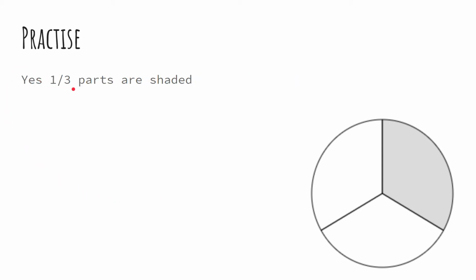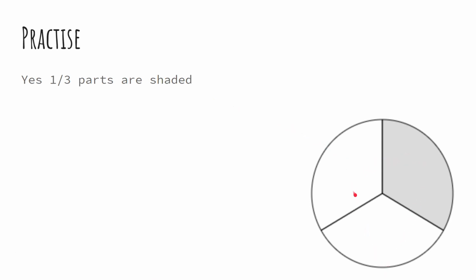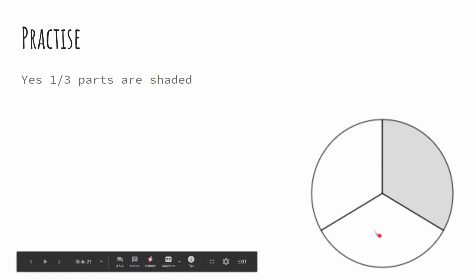Yes, so 1 out of 3 parts are shaded. Now, each piece here is worth 1 over 3 because there's 3 pieces in total, and each one is just one piece. And same thing with the shaded pieces, only one is shaded. So the answer is 1 over 3.